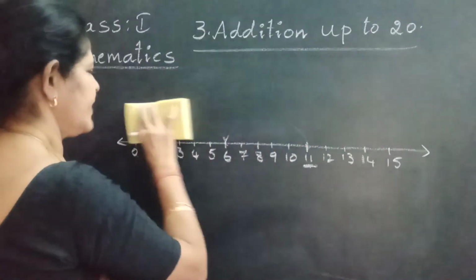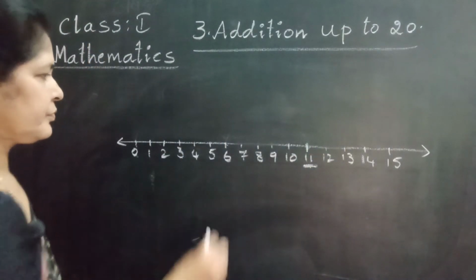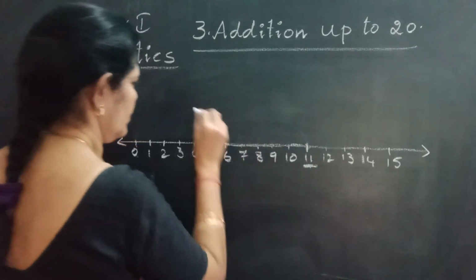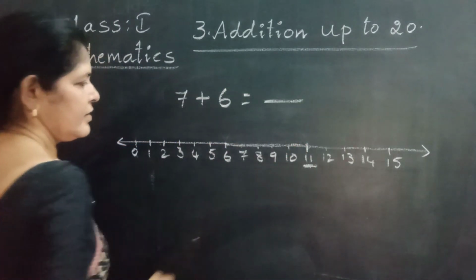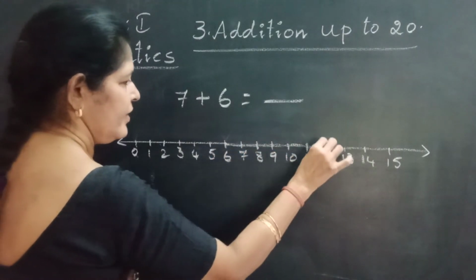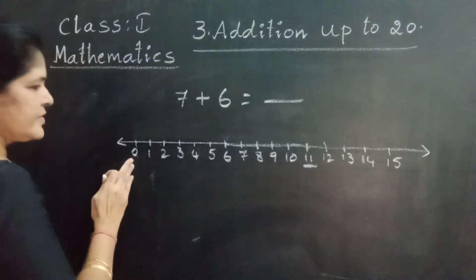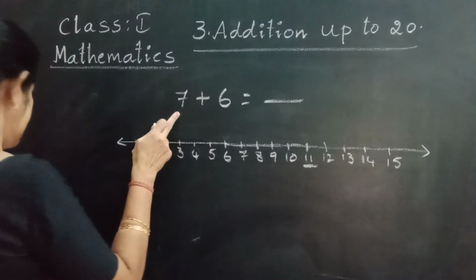Suppose another example. The given addition is 7 plus 6. Do addition using the number line. Here the given number line is 0 to 15. In the addition, what is the first number?